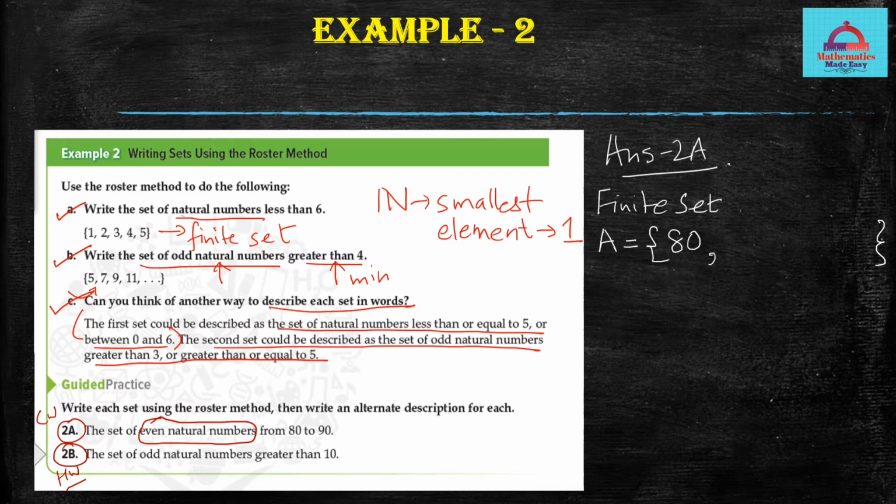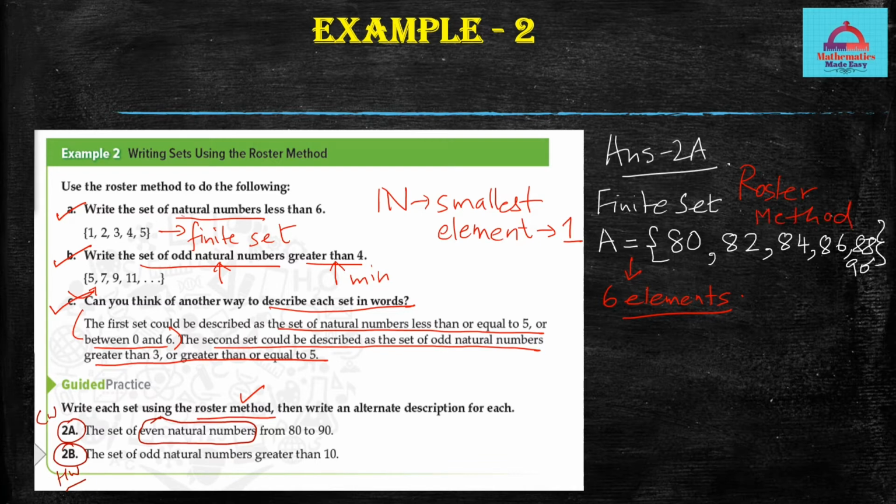Therefore, we'll put a comma, and the next one will be 82, then 84, 86, 88, and the maximum here is given to be 90. So I'll put that also. And now I'm sure you can count 1, 2, 3, 4, 5, 6. So this is a finite set of 6 elements. And how is this set described? It is a set of even natural numbers from 80 to 90. So that is one way of describing the given set. Now we are done with the roster method or the list method, where we have listed. So I will just mention roster method.